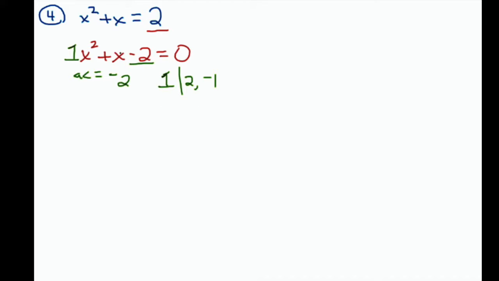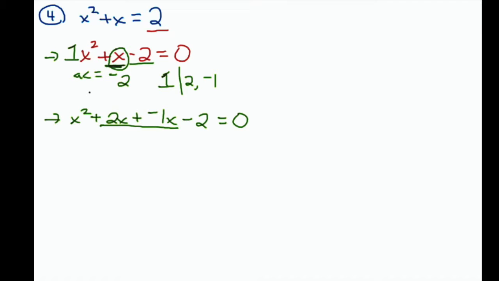So what we're going to do is break down this B term, this bx, into this 2x and this minus 1x. So I'm going to rewrite this: x squared, now it's going to be plus 2x plus negative 1x. So this 2x plus negative 1x is equal to this 1x right here, so I haven't actually changed anything with this equation yet. The minus 2 is also going to keep going, so I'm just going to write it there, and then it's equal to 0. So this is equivalent to what we have right here.